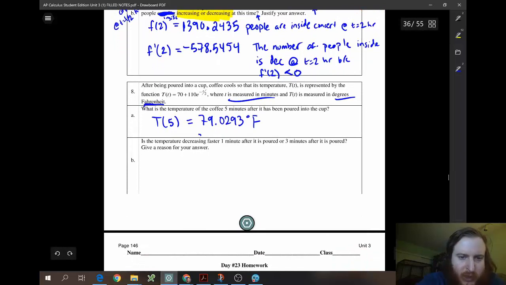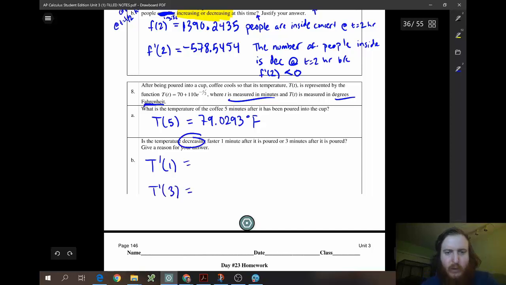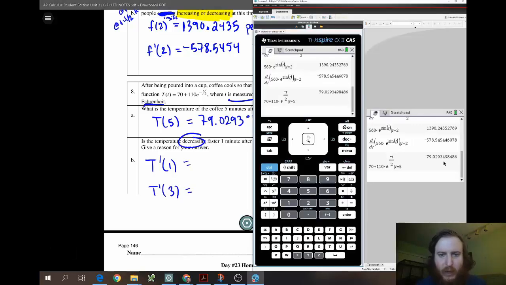So as soon as we see the word decreasing, we know that that is a rate. That's a word for a rate. So we don't want T of 1, we want T prime of 1. And we want T prime of 3. So we're going to come back up here, and we don't want to plug it into the original, we want to plug it into the derivative.